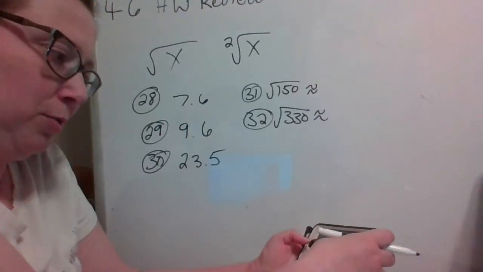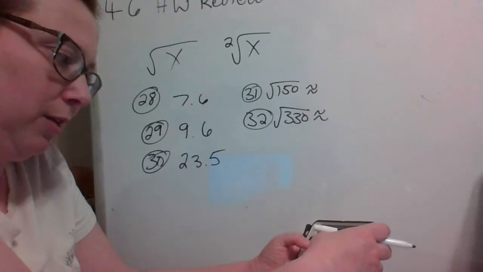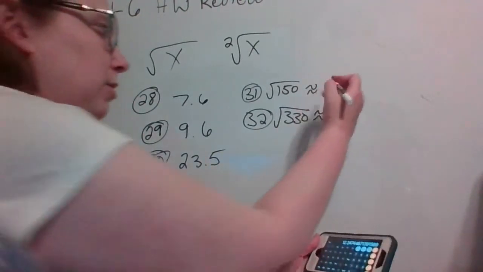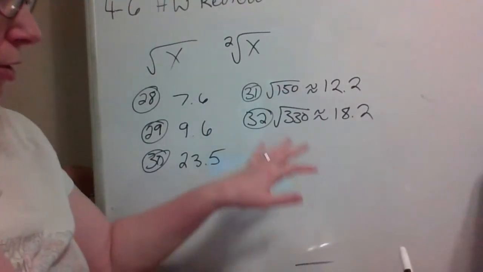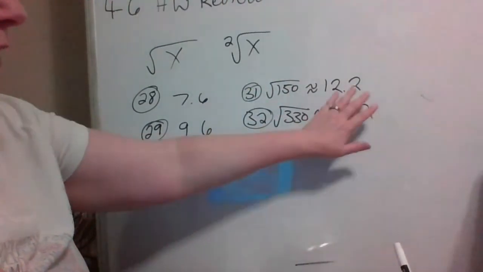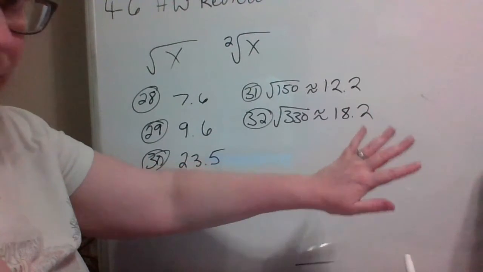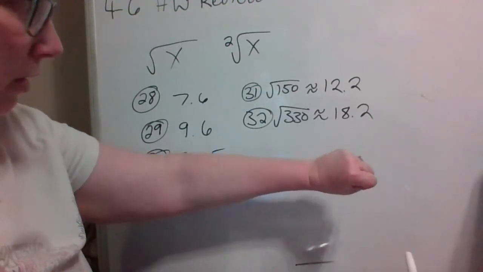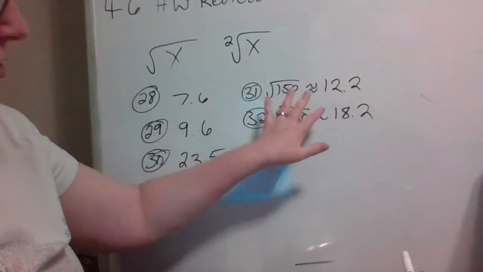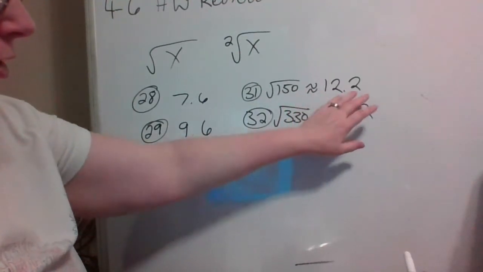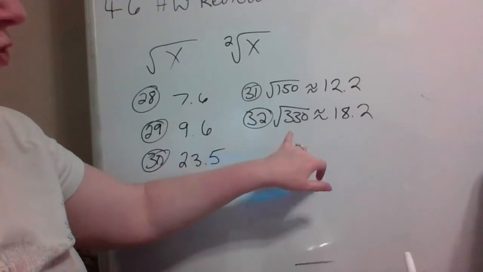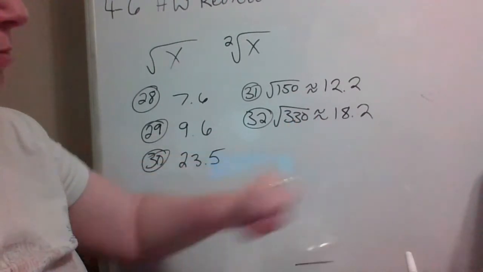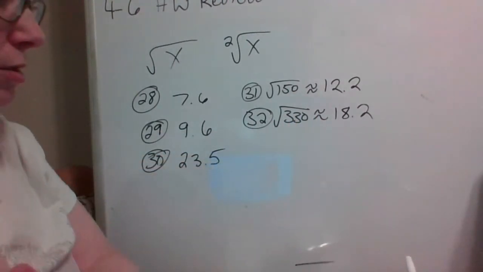The last two, try to get through here. This will be about 31 and 32. I put the answers here. I'm ready to go for a walk, so he's a little excited. The square root of 150 in the calculator, when we round to the nearest tenth, is 12 and 2/10. Square root of 330 is about 18 and 2/10.